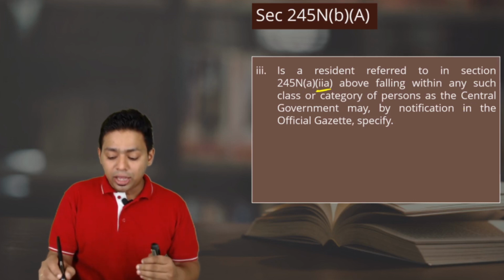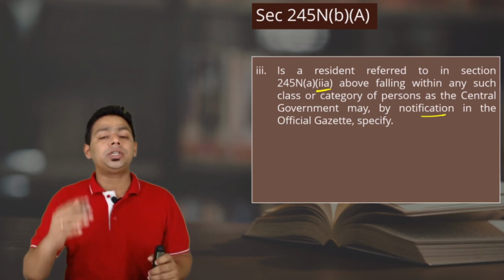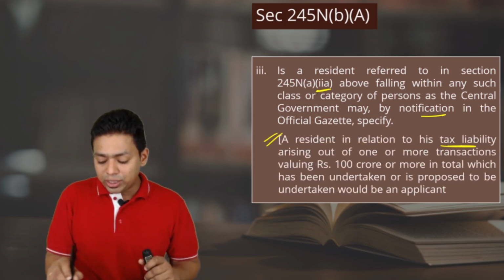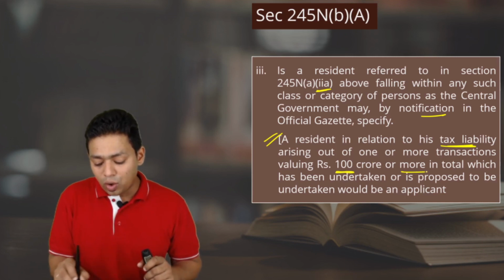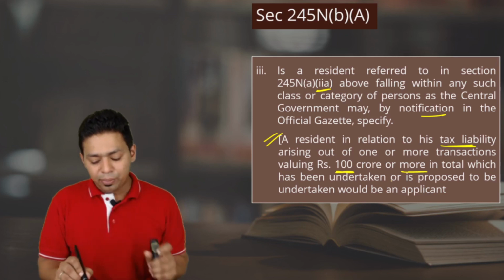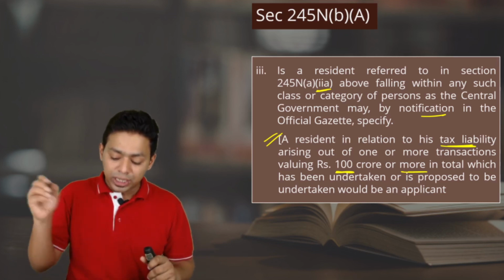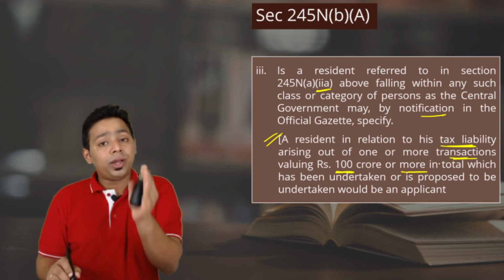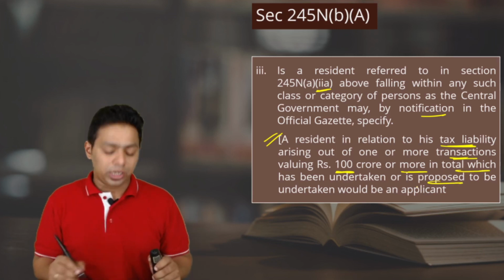Next one is a resident referred to in relation to clause 2A above falling within such class or category of persons as notified by the government in the official gazette, a person having turnover more than 100 crore. A resident in relation to his tax liability arising out of one or more transactions valuing 100 crore or more. So please understand, the tax liability should value 100 crore or more. So the transaction value should be 100 crore or more in total, which has been undertaken or proposed to be undertaken. So this 100 crore limit is very important.